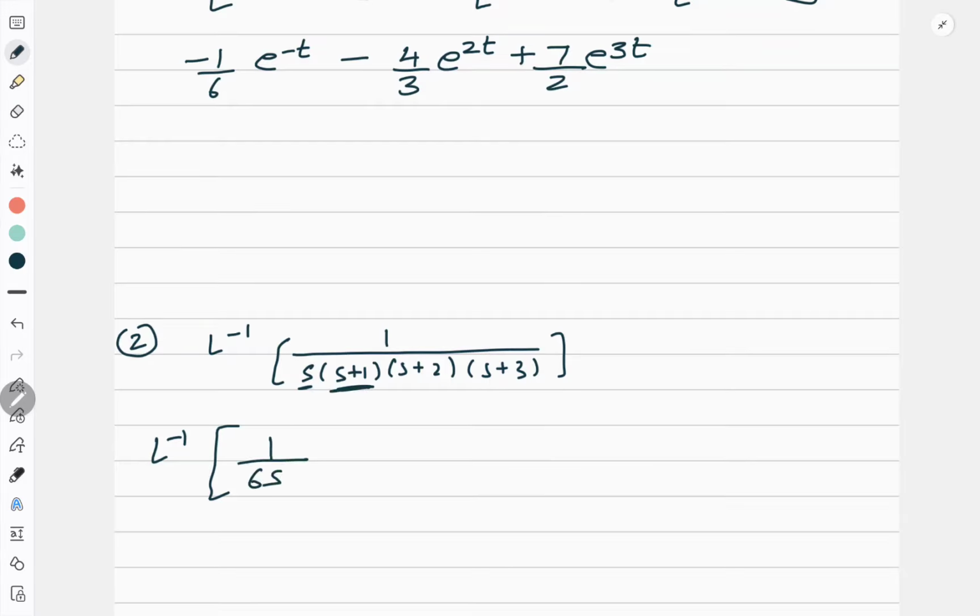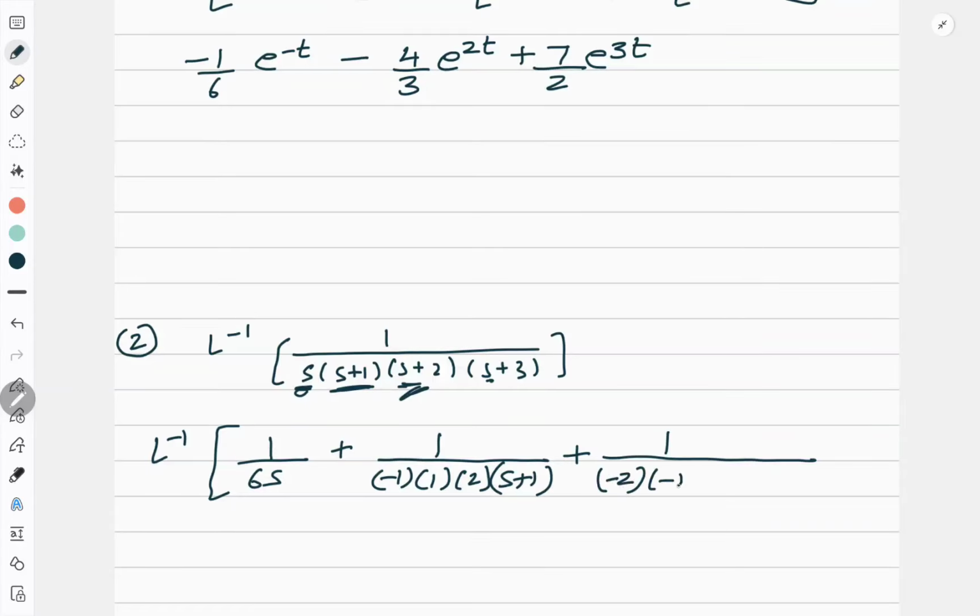Now put everywhere s equal to minus 1. So 1 in the numerator. In the denominator I put minus 1 here, minus 1 here, and minus 1 here. So 2, and s plus 1. Now we will put s equal to minus 2. So what I will get? Minus 2, minus 1, 1, s plus 2. Plus. Now I will put s equal to minus 3 everywhere. So 1 upon minus 3, minus 3 plus 1 is minus 2, minus 3 plus 2 is minus 1, and s plus 3.